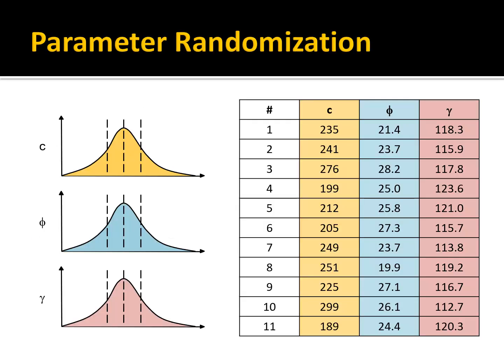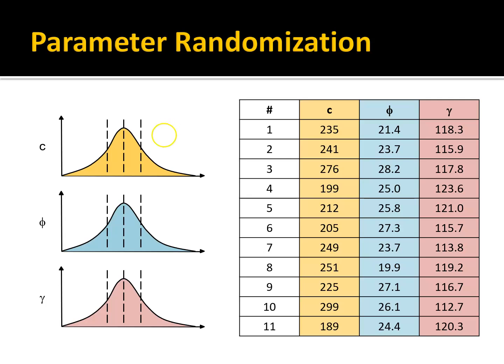So here's a graphical representation of how that works. Let's say you have a cohesion, a friction angle, and a unit weight. It's just a slope with a single material in it, each of which, if this is a graphical representation of their probability distribution functions, the middle line is the mean, the spread between that and the outer lines is the standard deviation.